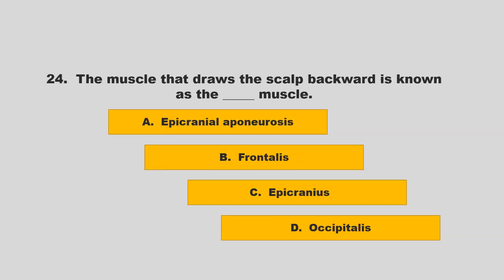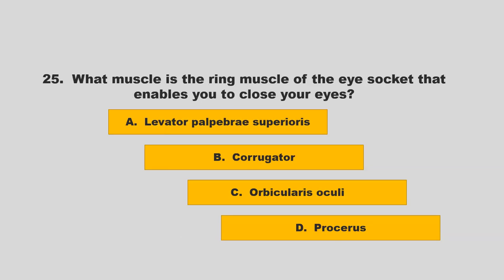The muscle that draws the scalp backward is known as the blank muscle. Epicranial aponeurosis, frontalis, epicranius, occipitalis. If you chose D, occipitalis, you are correct.